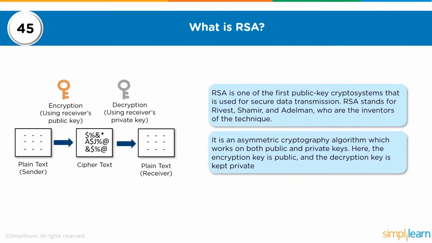Moving on, what is RSA? RSA is one of the first public key crypto systems that is used for secure data transmission. It stands for Rivest, Shamir and Adleman. These are the three people who created this algorithm: Ron Rivest, Adi Shamir and Leonard Adleman, who are the inventors of this technique. It is an asymmetric cryptography algorithm which works on both public and private keys. Hence the encryption key is public and the decryption key is kept private. Now, as we have discussed earlier, symmetric cryptography is where the same key is used to encrypt and decrypt, whereas asymmetric cryptography is where there are two keys to encrypt and decrypt.